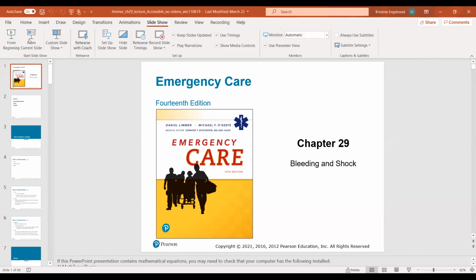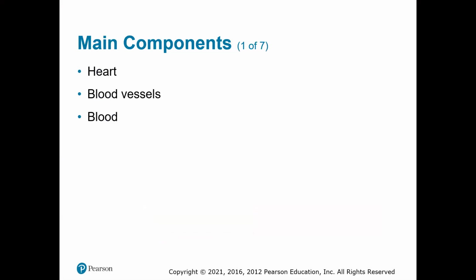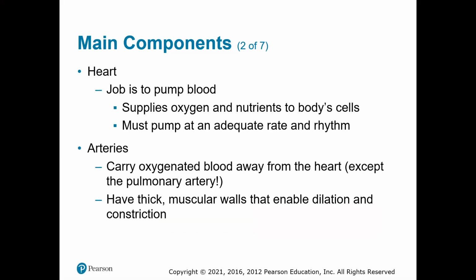Chapter 29 discusses bleeding and shock. We're going to talk about just a quick review of the circulatory system and then review on what shock is defined as, and then some bleeding. So the main components of the system, of course, is the heart, the vessels, and the blood itself.